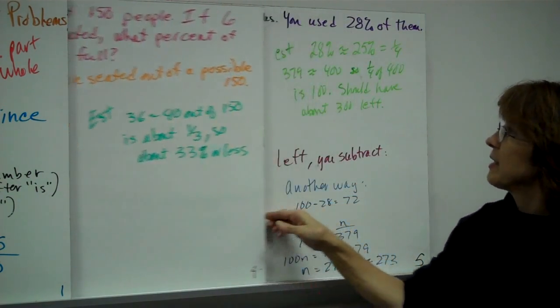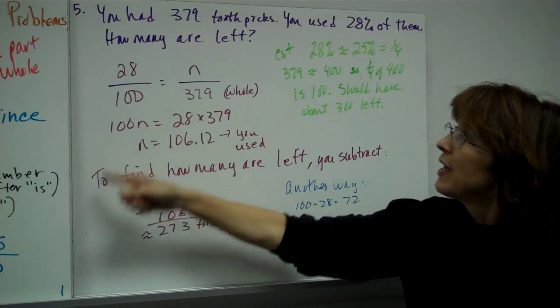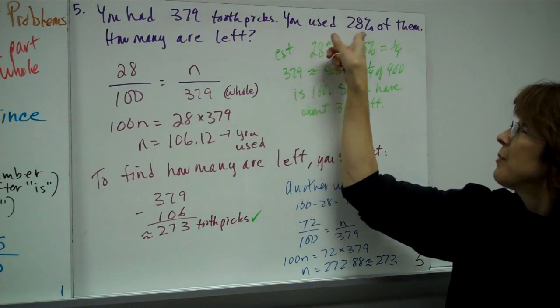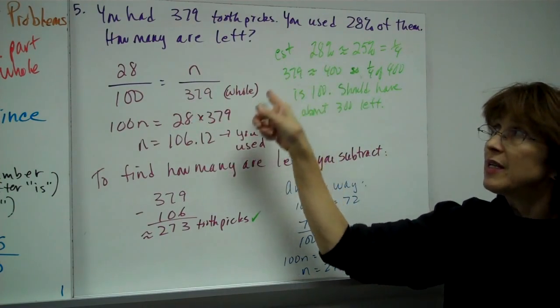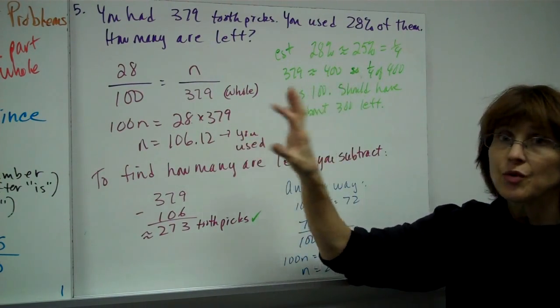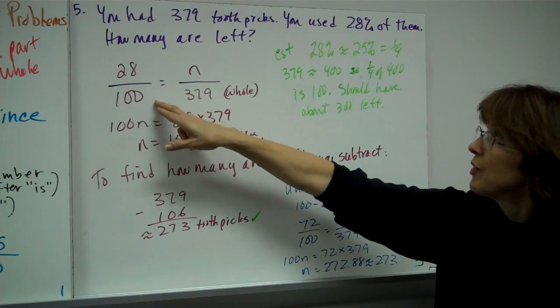Okay, just got a few more examples. Suppose you had 379 toothpicks. You used 28% of them. How many are left? We did this using the tape diagrams, so let's see if we can do it with the percent. We've got 28%, 28 over 100.